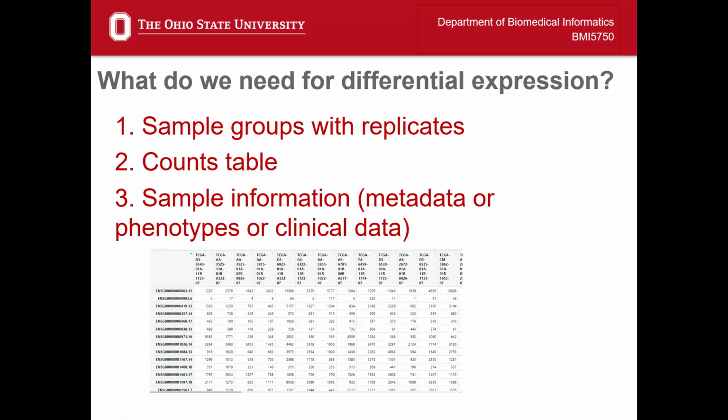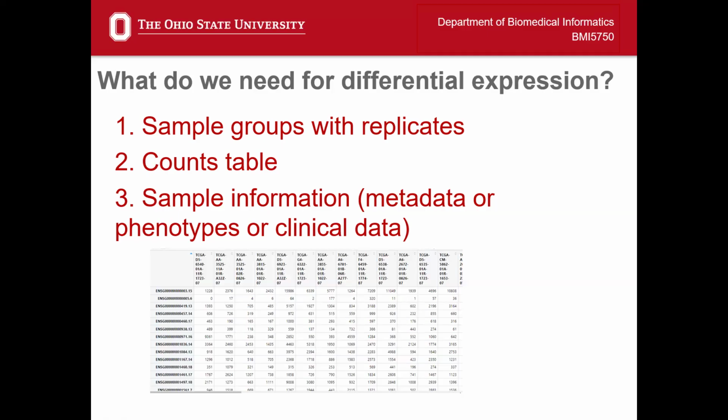Okay, so we've already talked about what we need for differential expression. We need sample groups with replicates. I would say at a minimum, you need 3 replicates per group. I will not do differential expression for anyone without 3 replicates. With only 2 replicates, I tell them I will calculate fold changes, but no statistical tests. So make sure you have at least 3 replicates in each group.